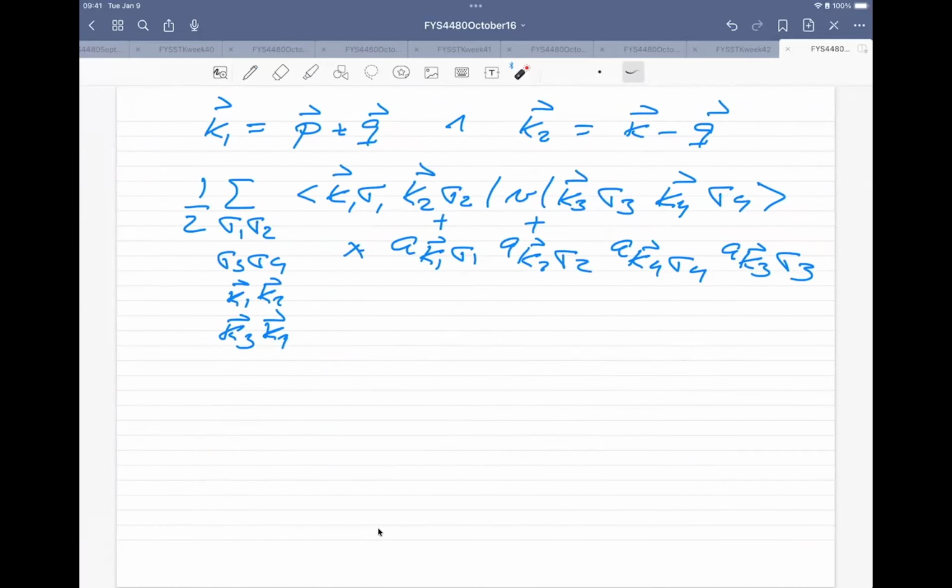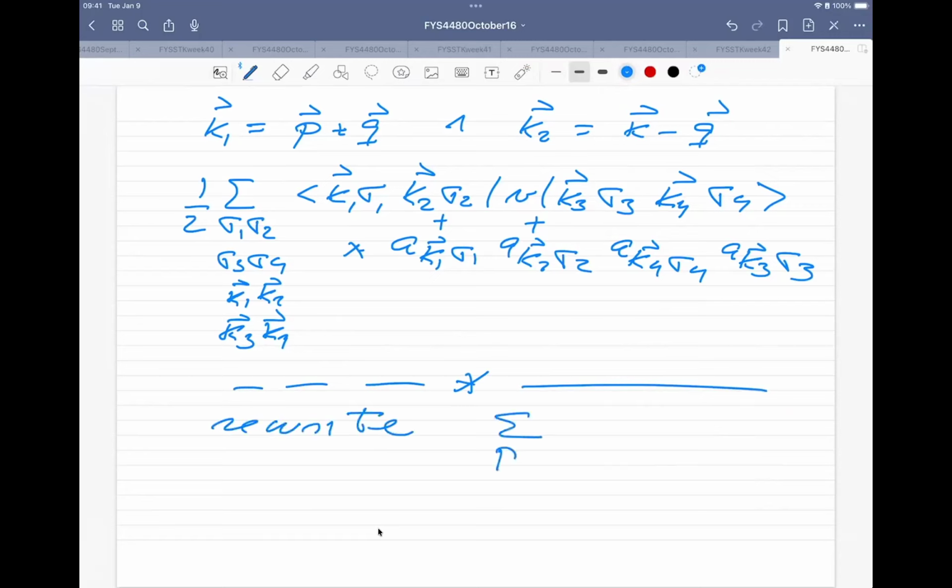So the kind of interaction elements which we have now is something which we can rewrite. So let's just do that. And let's rewrite the sum. So we are going to rewrite the sums now in terms of one sum. So we are going to rewrite the sum over the momenta P, Q, and K in terms of two terms.